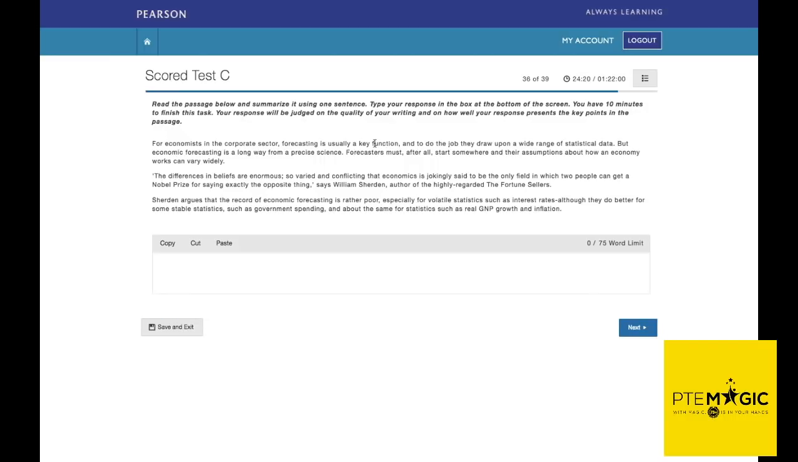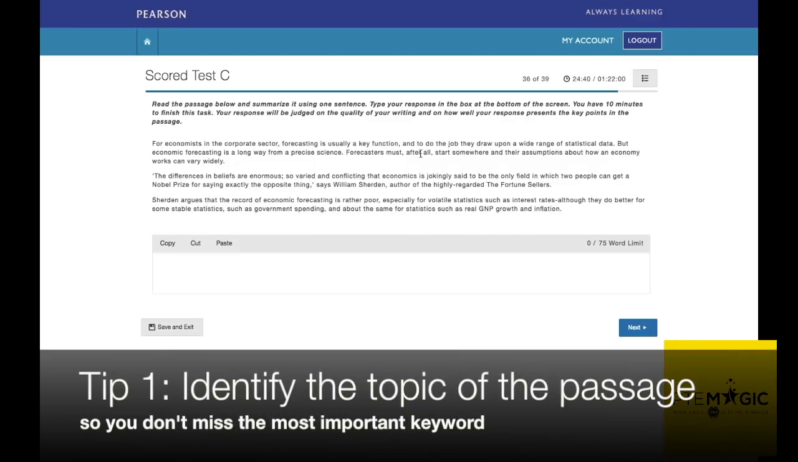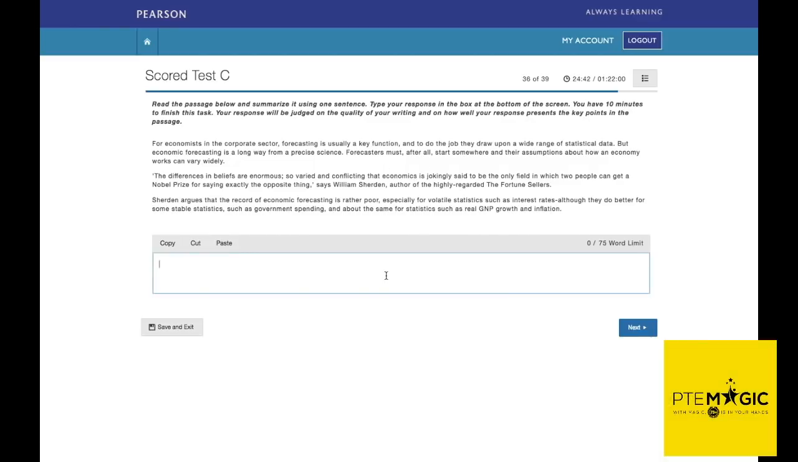Okay, so the first part is summarize written text. We're just going to read through it quickly to find the key topic, the main topic. It actually talks about economic forecasting, so that's what we have to include in our summary.